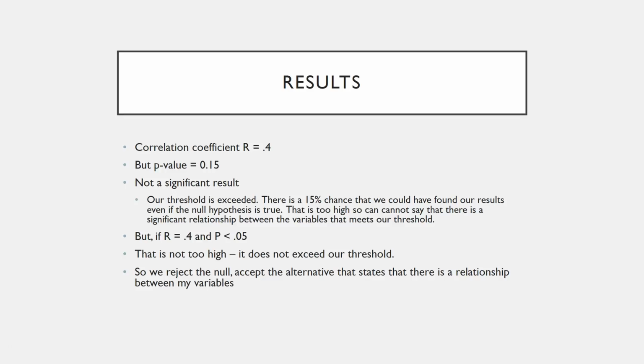But let's assume for a second that my correlation coefficient is 0.4, but my p-value is less than 0.05. Now that is not too high. It does not exceed my threshold. It does not become too risky that I'm going to get a false positive. So I'm going to go ahead and reject the null. And when I reject the null, I accept the alternative that states that there is a relationship between my variables, because now I know that there's less than a 5% chance that I would have pulled up a 0.4 correlation coefficient if the null hypothesis were true. A very small chance. So what that translates to is I have a very small chance of a false positive.